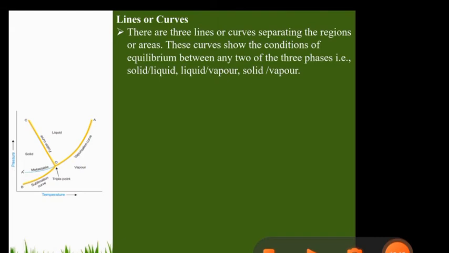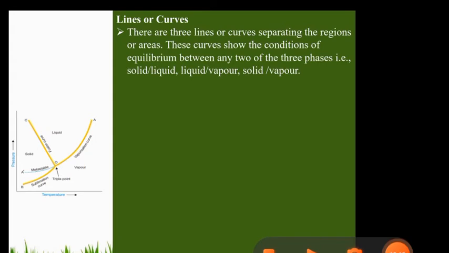Here we have taken water as an example. There are 3 regions. And next, lines or curves. There are three lines or curves separating the regions or areas.